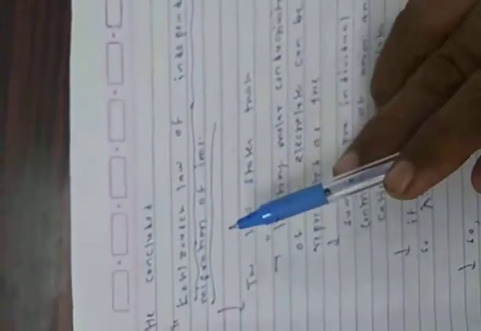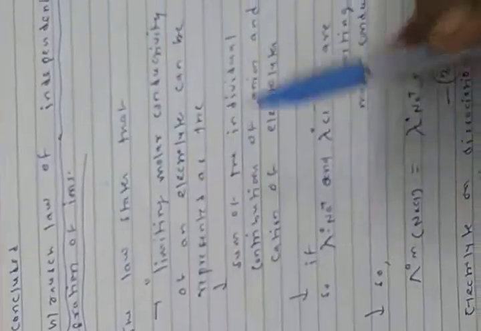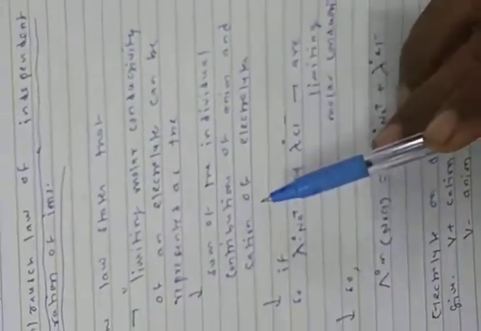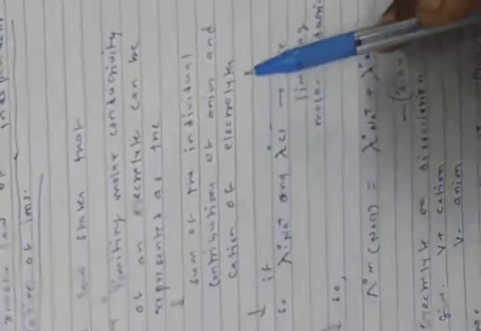Now Kohlrausch calculated the Kohlrausch law of independent migration of ions. The law states that the limiting molar conductivity of an electrolyte can be represented as the sum of the individual contributions of the anions and cations of the electrolyte.